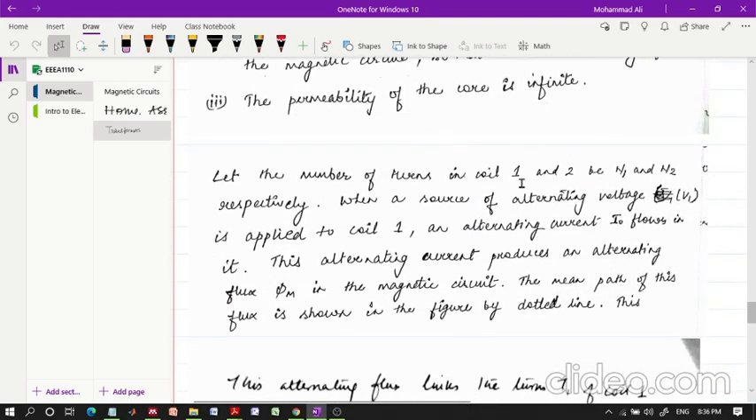So let the number of turns in coil 1 be N1 and in coil 2 be N2. When the source of alternating voltage V1, here I am taking it as capital, that means we are talking about the RMS value, is applied to coil 1, an alternating current I0 flows in it. This alternating current produces an alternating flux phi m in the magnetic circuit. The mean path of this flux is shown in the figure by a dotted line.